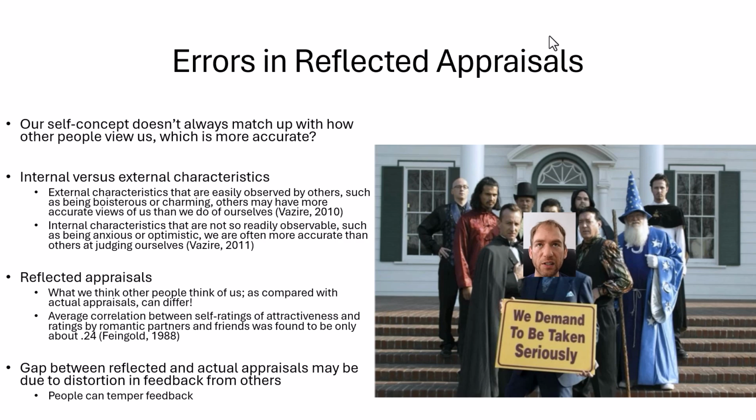So things that are easily observed, others are more likely to have a more accurate view of ourselves, some research support, versus those internal characteristics where we are more likely to have an accurate judgment, appraisal of ourselves, according to a 2011 study.